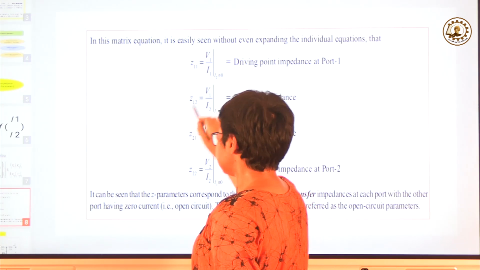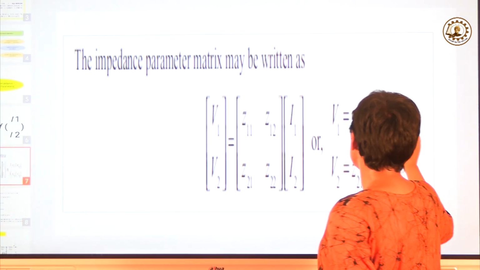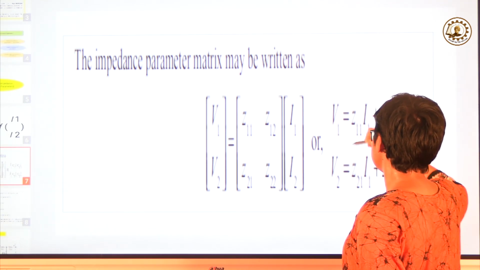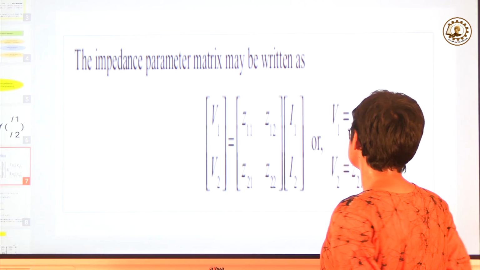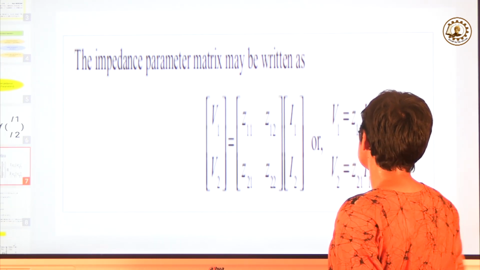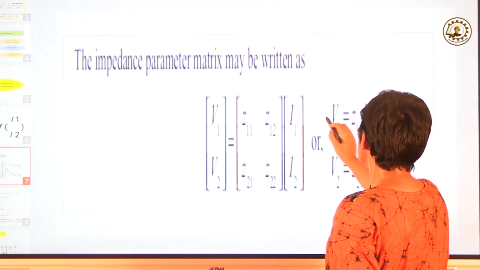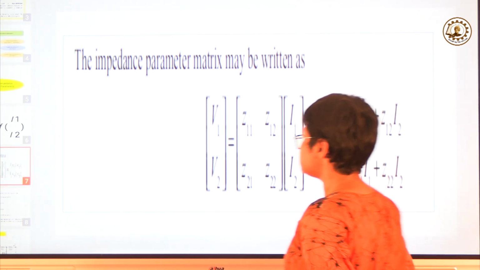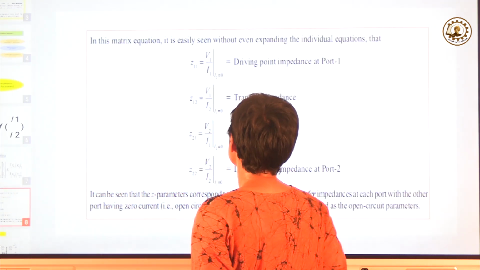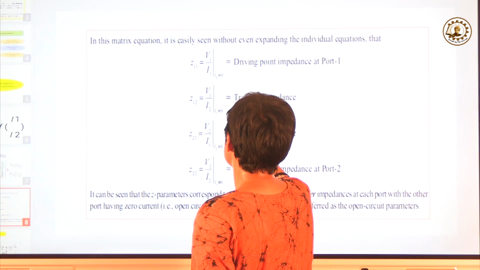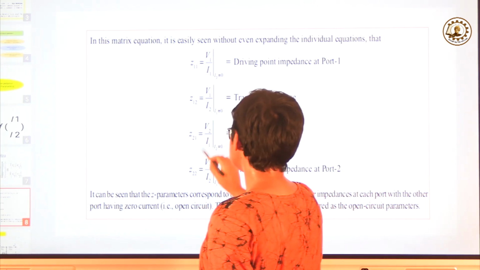Now next parameter is Z12. Now how will we find Z12? In order to find Z12, we have to make I1 equals 0 because Z11, Z12 are constant terms, we cannot make them 0. We can only make the variable 0. So here we can make I1 equals 0. So Z12 equals V1 by I2 at I1 equals 0. The name of this parameter is transfer impedance.